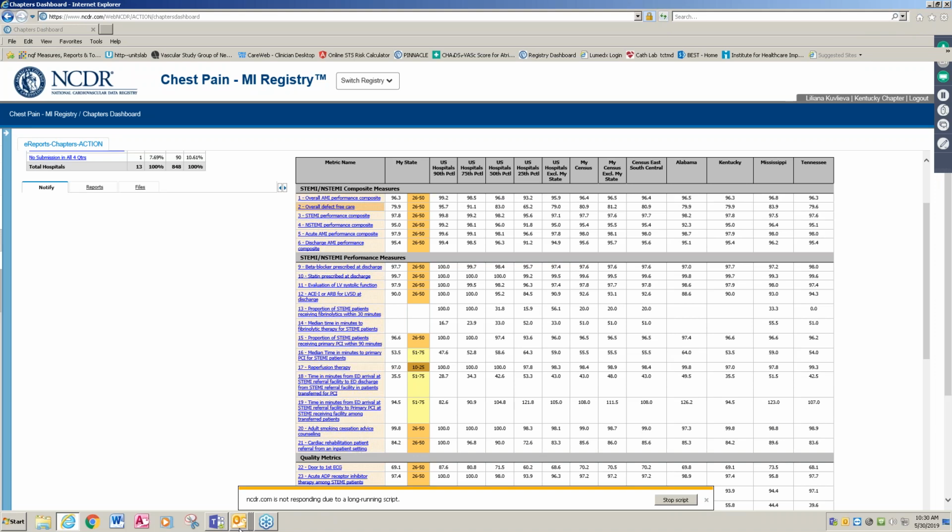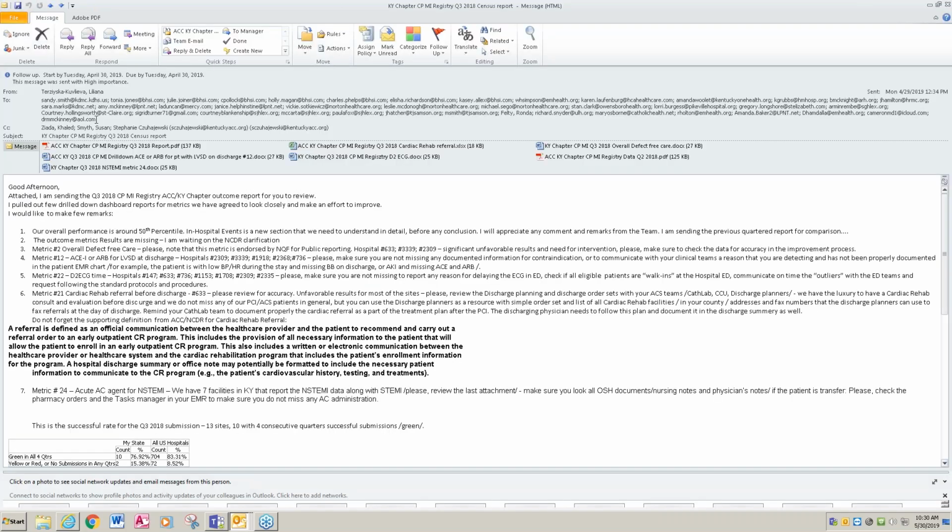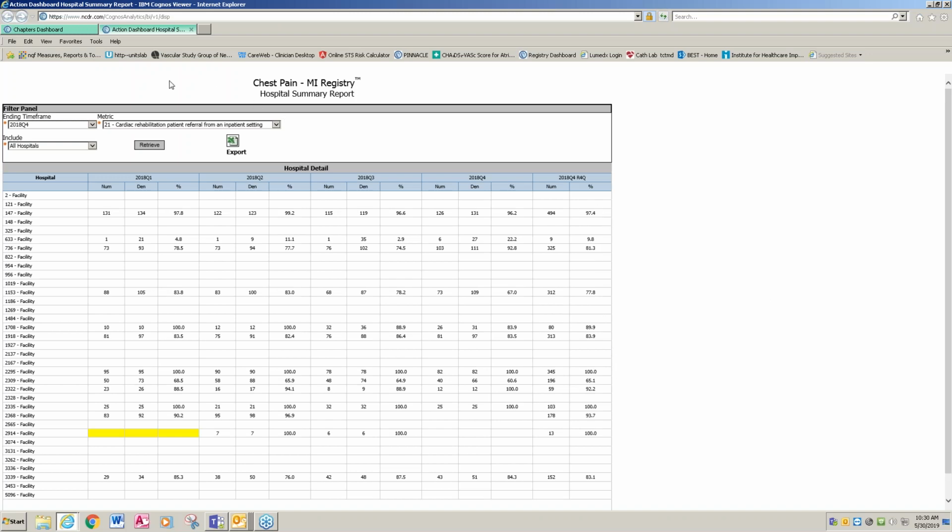Let's see if it's going to open. If it doesn't open, I will open the one that I sent you. Drill down. Let's see if it's here. Registry. But it's very few sites; this has to be 100%.